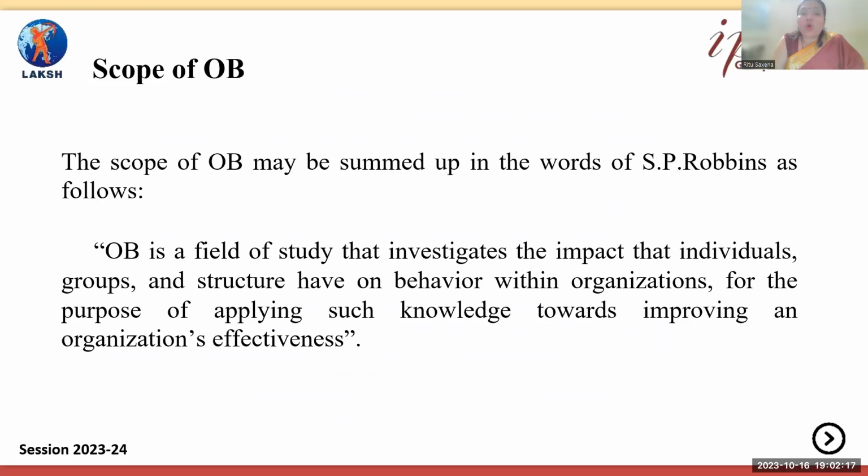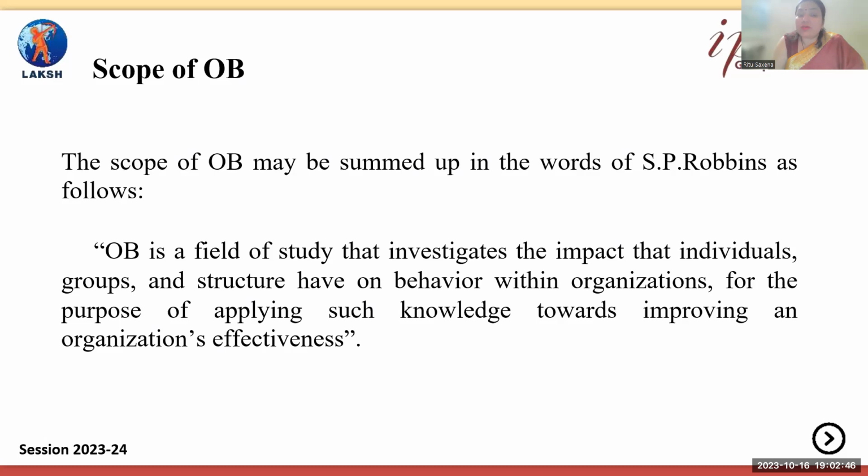Now, what is the scope of OB? It may be summed up in the words of Stephen P. Robbins, which is as follows. OB is the field of study that investigates the impact that individual, group, and structure have on behavior within the organization. Through this line, it is very much clear that we are going to study the impact that an individual, a group, or a structure has on the behavior within the organization.